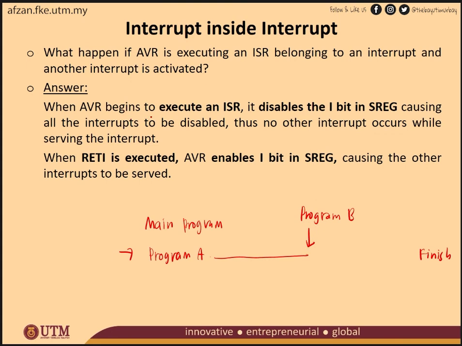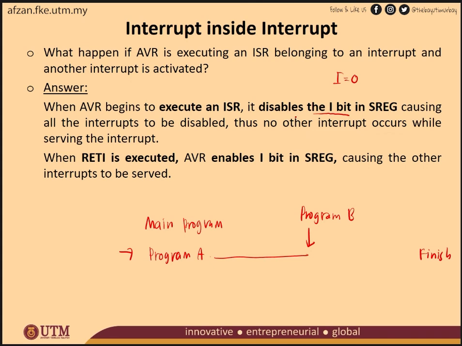When the AVR begins to execute an ISR, the microprocessor will disable the I bit in the status register. When the I bit in the status register equals 0, all interrupts are disabled. Thus, no other interrupt occurs while serving the interrupt.